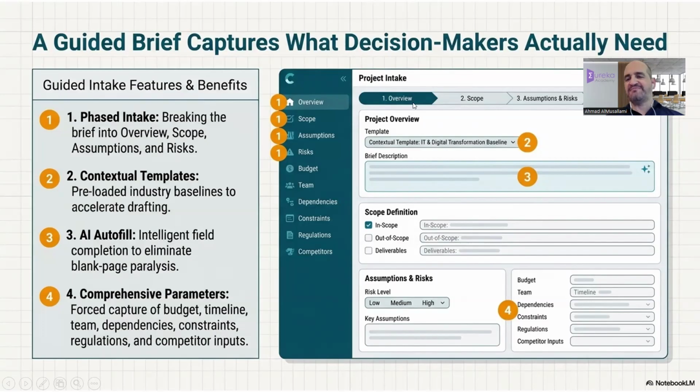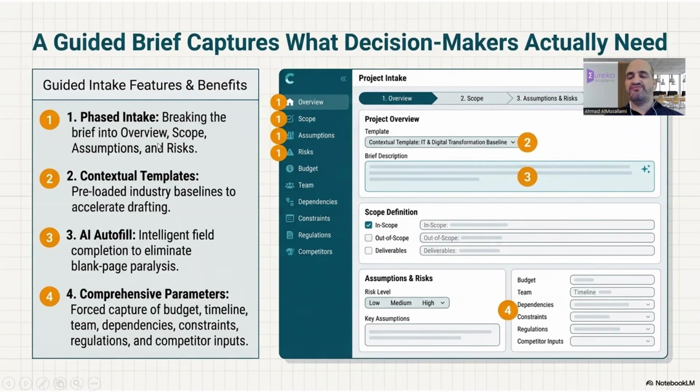First, it is an overview. What you give input about your project, your idea. So overview, scope, assumptions and risks, and then you submit and you get the result. We'll look at that in a moment.